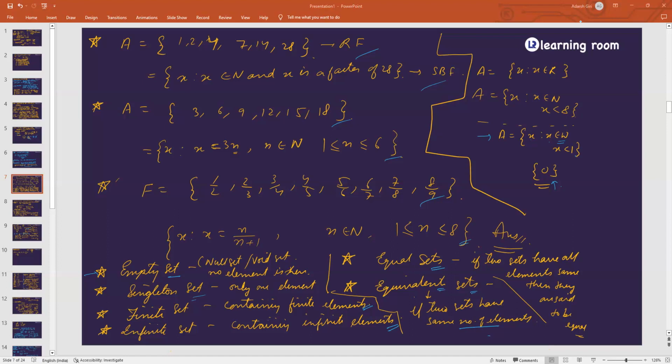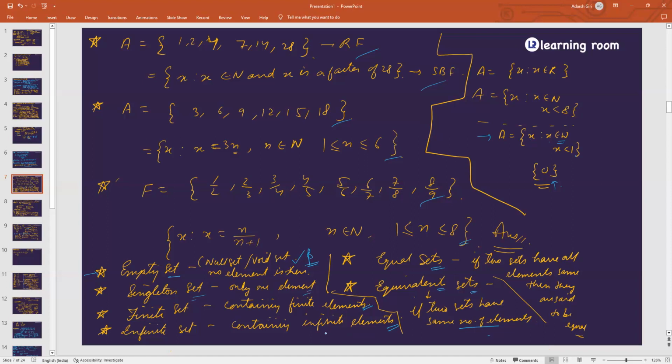If you make any set of that kind, containing a natural number less than 1, that will be a null set. That is also called a void set, denoted by phi. This sign means no elements. Next we have the singleton set, which means only one element.